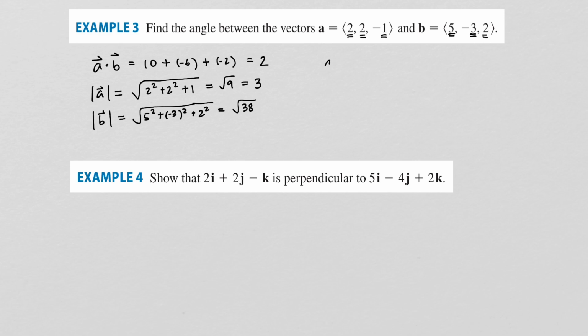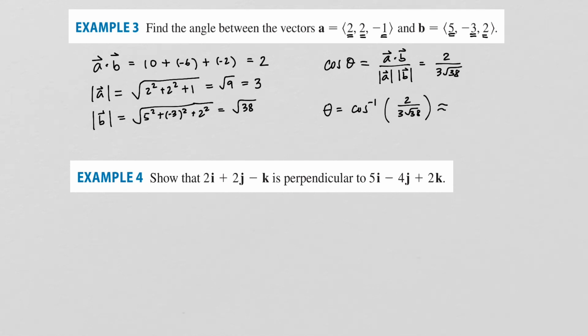And now we know that cosine of the angle between A and B is equal to the dot product of A and B divided by the magnitude of A multiplied by the magnitude of B, which is equal to 2 divided by 3 times the square root of 38. And of course, we can solve for theta by taking the inverse cosine of both sides. And this is approximately 1.46 radians, or 84 degrees.